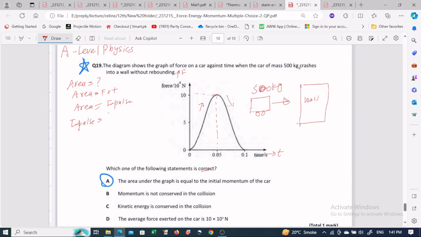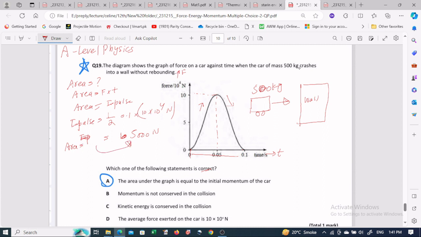So the area of this graph, because this is a triangle, is equal to 1/2 times base, that is from this to this, here 0.1, multiplied by the perpendicular, that is 10 × 10⁴ Newton, okay. This is the perpendicular, this length, that is 10 × 10⁴, and this is 0.05, okay. This will give us 5000 Newton second. So impulse equal to our area is equal to 5000.